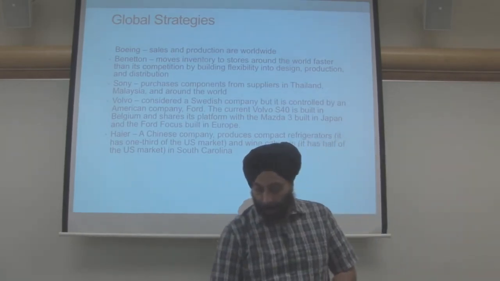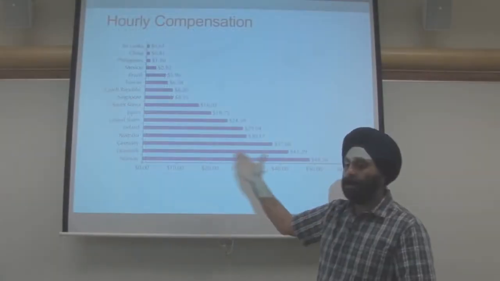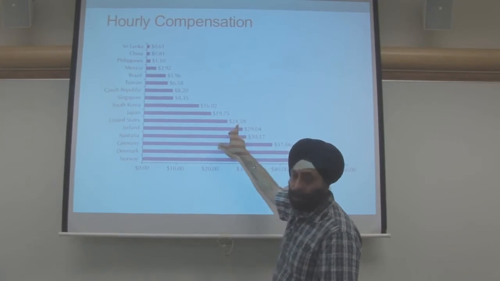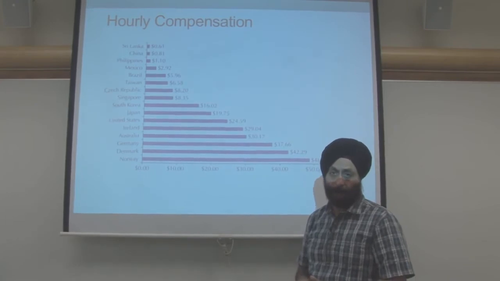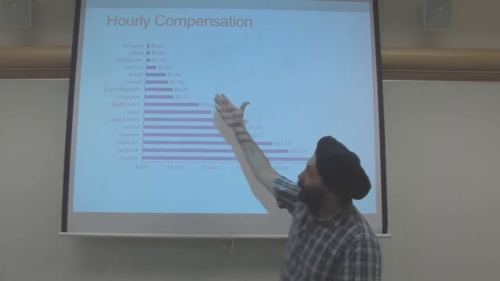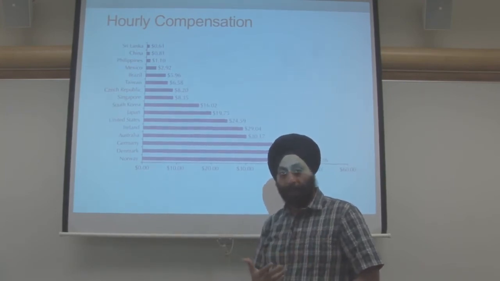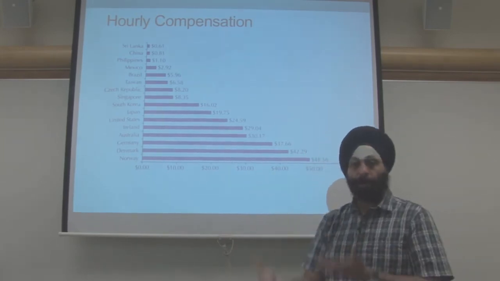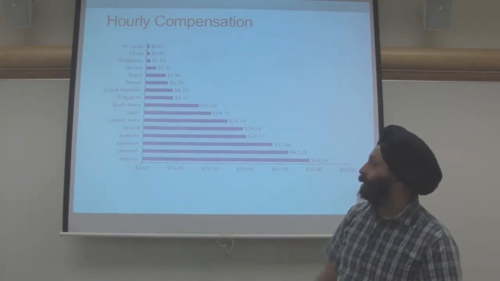Now, you can see how over time hourly compensation changes depending on which part of the world you are. If you think of the United States, hourly compensation on average is about $24.50, while if you are in Norway, you're looking at about $49, almost double. And if you're in Sri Lanka, you're looking at about 61 cents in terms of hourly wage. So that's one of the reasons for companies seeking to outsource, to reduce that wage and to capitalize on the wage differential that they can find.